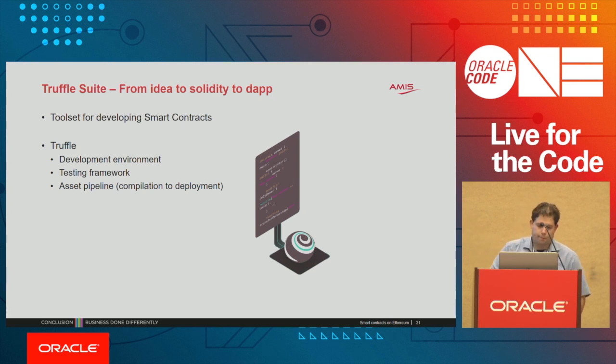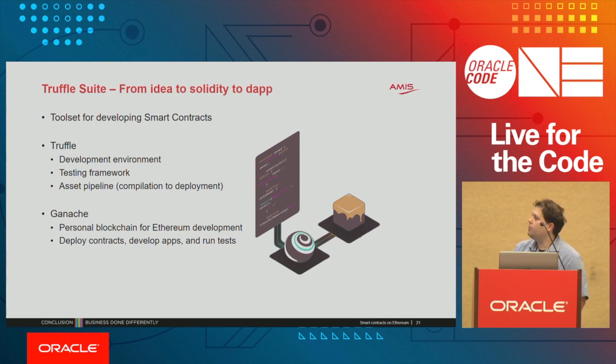The second component is Ganache, and Ganache is a personal blockchain for Ethereum development. It comes in two forms, in command line form and also in a UI, where you can see all the addresses and all those things that are there. But we'll go there in a moment. You can deploy contracts, develop apps, and run tests here also.